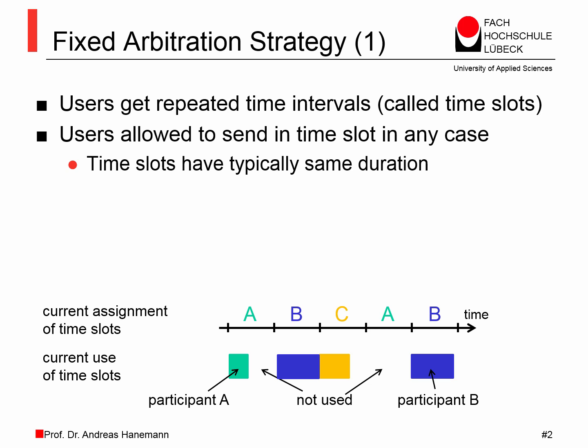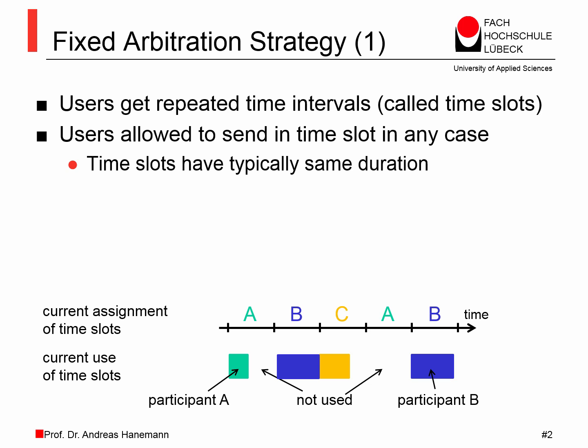In the fixed arbitration strategy, the time is divided into time intervals, which are called time slots. In the network, there is an assignment of users to these time slots, which is the same for a longer period of time. On the bottom of the slide, we see a simple example. The users A, B, and C can use time slots after one another, and then again time slots for A, B, and C are available.